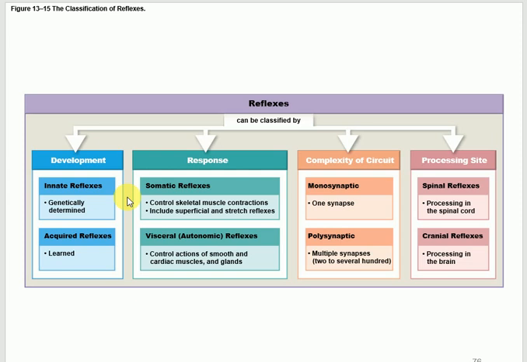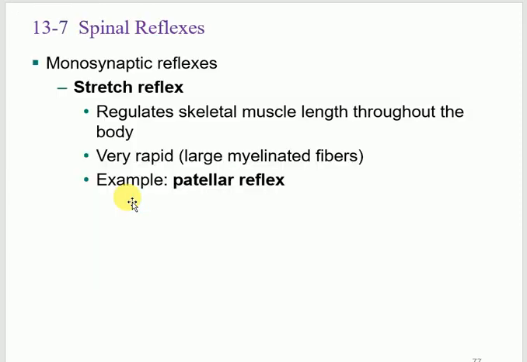So here it is. We can classify it in different ways. It can be innate and acquired, and you do need to know an example of each one of those. I mentioned it already: innate reflexes or acquired, somatic or visceral. Somatic, if your effector is the skeletal muscles. Visceral, if it is not the skeletal muscles, smooth or cardiac. Complexity, mono or poly. Poly, it can be intersegmental. Processing site, it can be spinal, it can be cranial, depending on the location of processing, spinal cord or the brain.